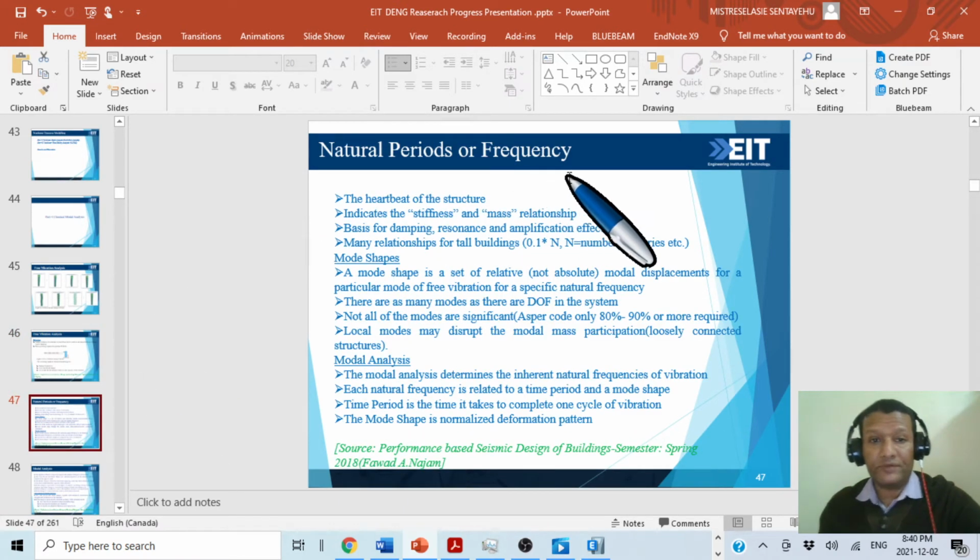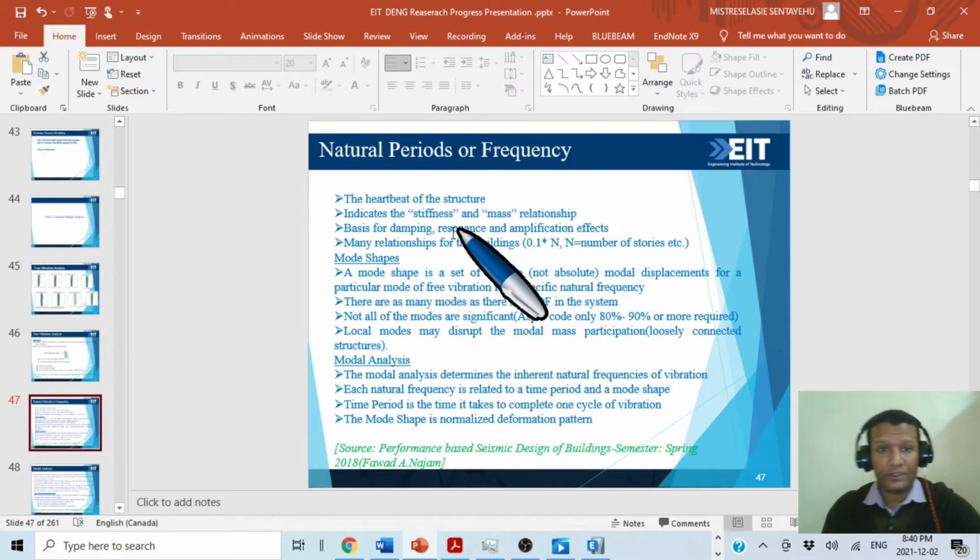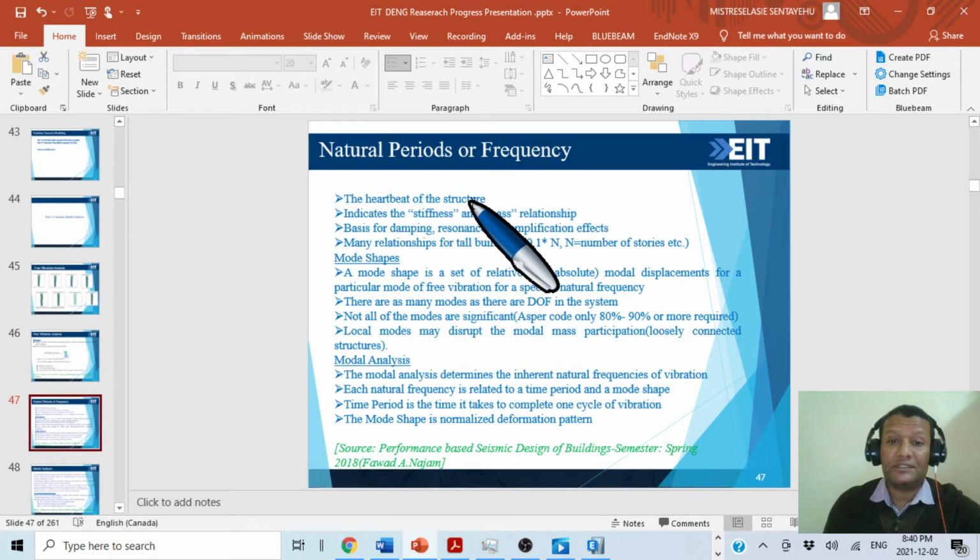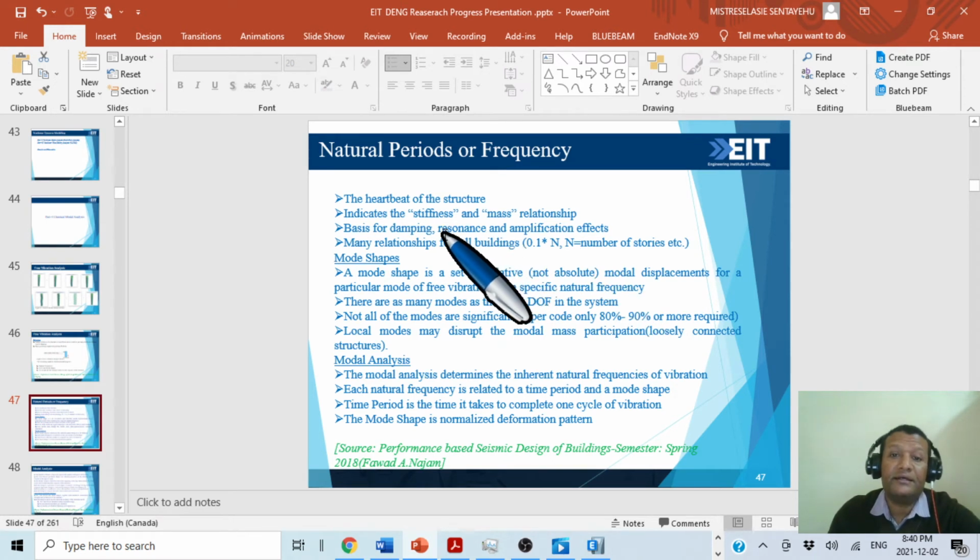Natural period and frequency: the heartbeat of a structure. As I told you, modal analysis is like a heartbeat of a structure to check whether the structure is healthy or not. If there is any problem, if we have a local mode or other things, we can identify it. It indicates the stiffness and mass relationship. Only M and K we need for this analysis.